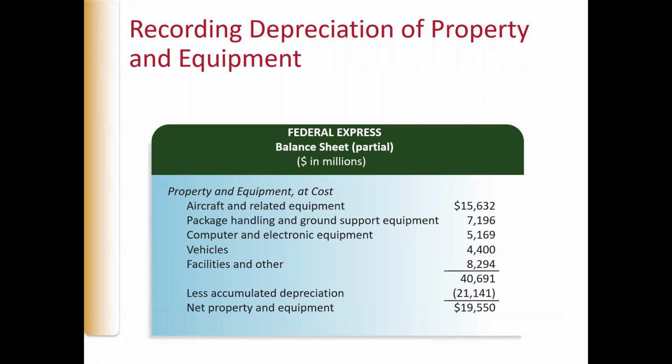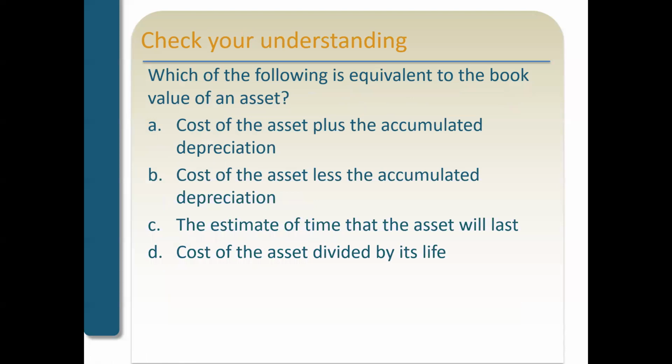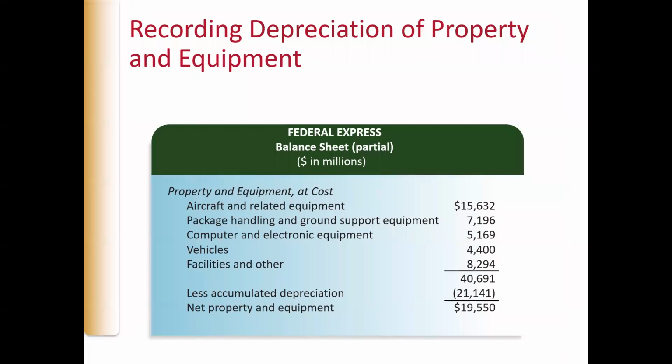Now, we're going to talk about this depreciation. Which of the following is equivalent to the book value of an asset? Let's just look back at this. The book value of an asset, as you see here, is the asset minus what we call this accumulated depreciation, which gives us then our net book value of the assets. It's basically the net after what we've taken into depreciation.